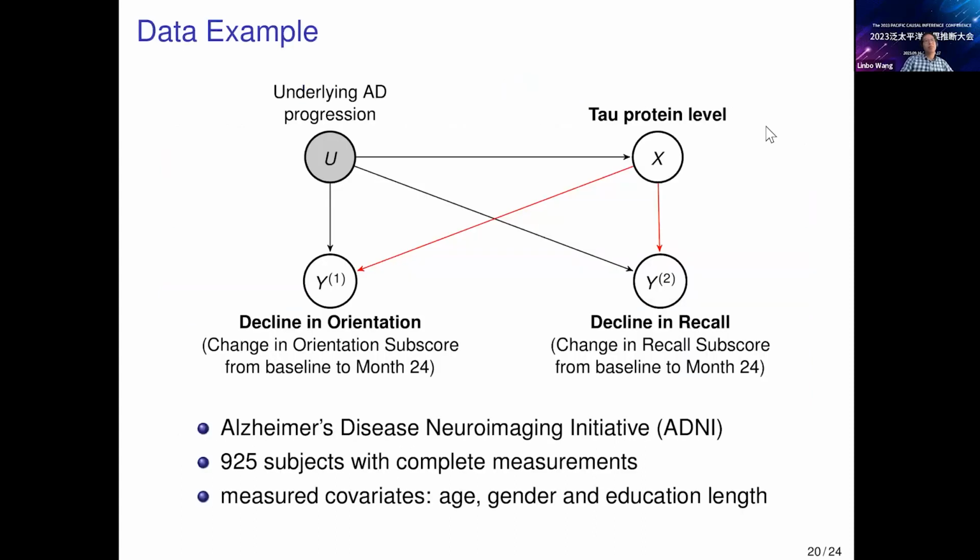In the data example, we'll be interested in, as we said, the effect of tau protein level on two outcomes: one is decline in orientation score, and one is decline in recall score. The data we use come from the Alzheimer's Disease Neuroimaging Initiative, or ADNI. We have 925 subjects with complete measurements, and we're going to adjust for some measured covariates such as age, gender, and education.